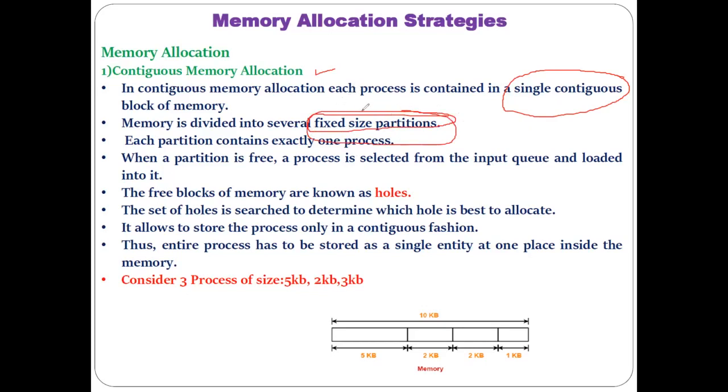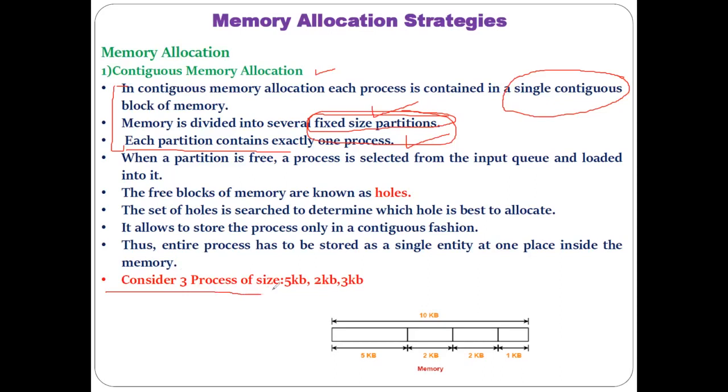In case of contiguous memory allocation, the memory is divided into fixed size partitions, and each partition contains exactly one process. Each partition will contain exactly one process. So these are the three important characteristics of contiguous memory allocation. Okay, so let's see an example for that.